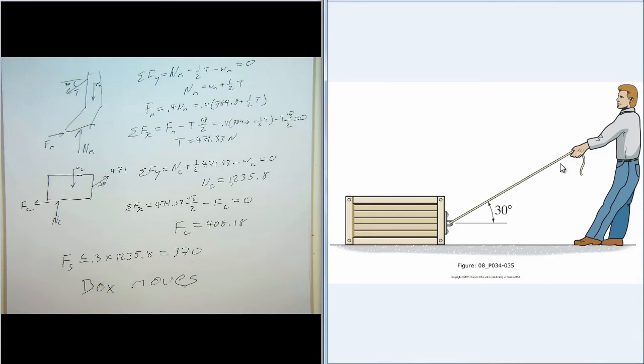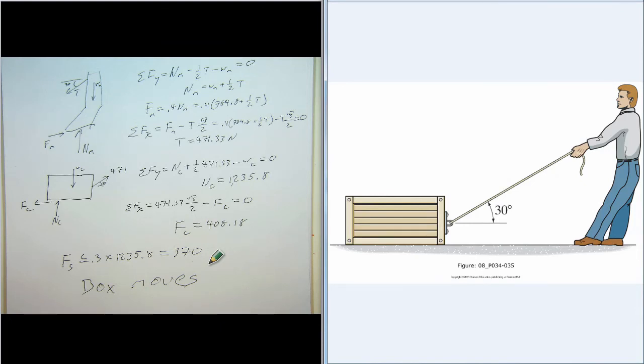And then once we had that tension, we just looked at the crate as its own problem. So we have the tension in the rope, and we have a crate, and we want to know if that crate is going to move. So that was a case 1 problem where we just used the equations of equilibrium to find the required friction force, and then we looked at the frictional equation to see if that was possible. And since we found that the required friction force was greater than what could possibly be provided, we know that the crate is going to move.